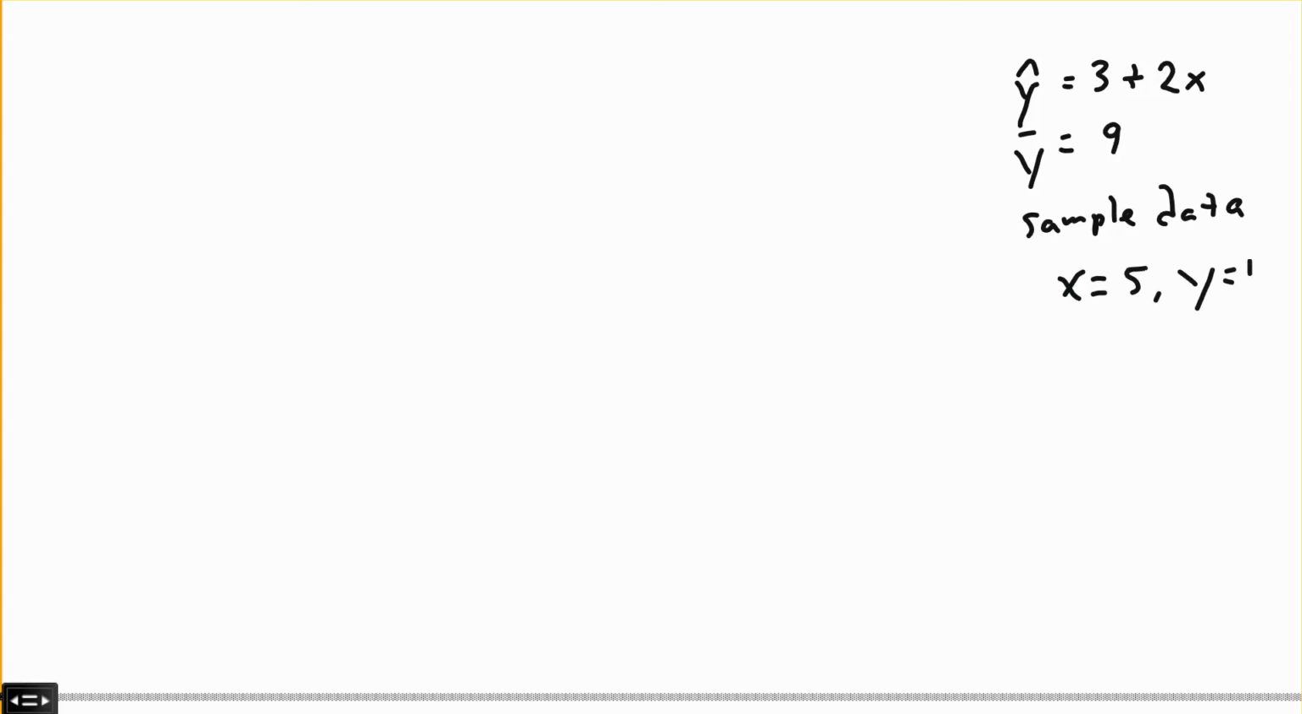Let's say that we have a regression line. So we have a predicted y of 3 plus 2x. All right, so there's a regression line. The mean of the y values is 9. And let's say we have a piece of sample data, and that sample data has an x value of 5 and a y value of 19. So we have three different things going on here. Let's take a look at it on a graph.